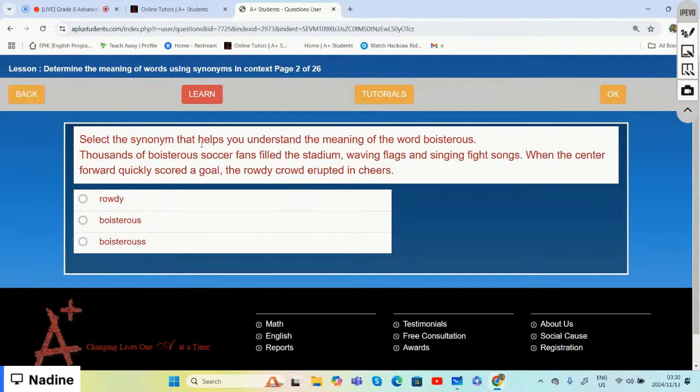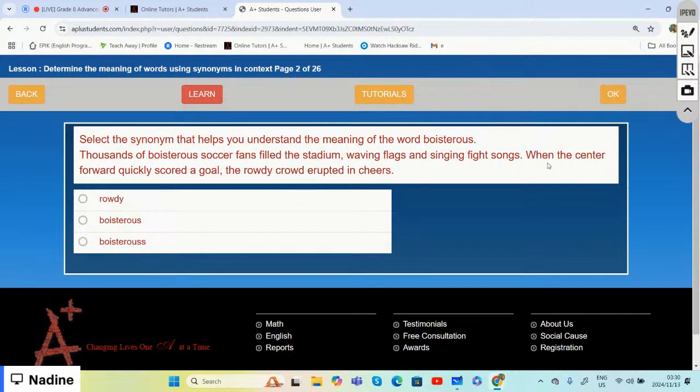All right, we need to select the synonym that helps you to understand the meaning of the word boisterous. It says thousands of boisterous soccer fans filled the stadium, waving flags and singing fight songs. When the center forward quickly scored a goal, the rowdy crowd erupted in cheers.